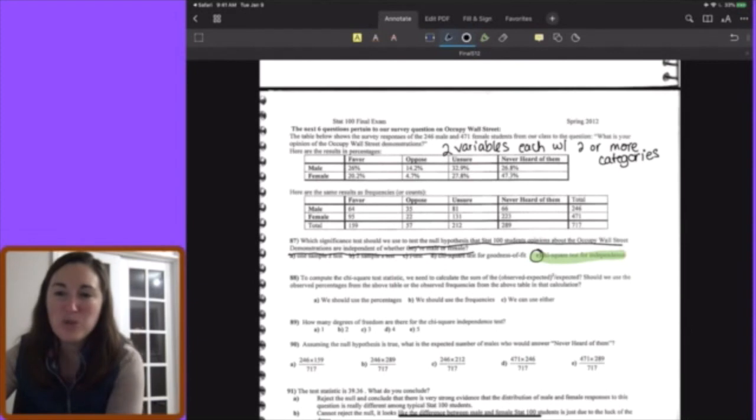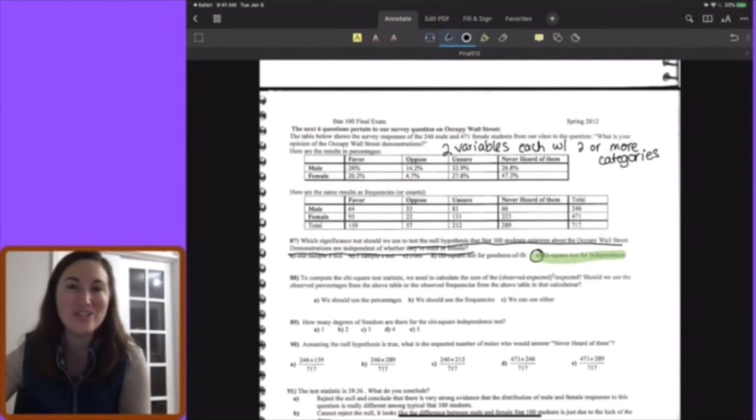Somebody asked, is the final worth 20% of your grade? It's 25%, so it's slightly more than the exams, just because it's a little longer.